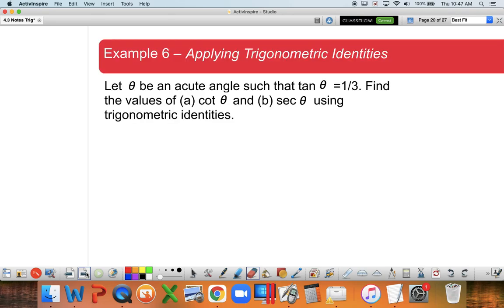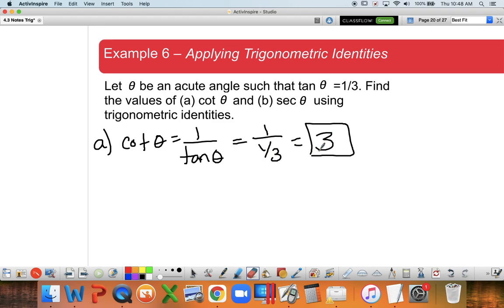Let's look at our next example. We have another acute angle here, such that the tangent of theta is 1/3. Find the values of cotangent and secant. Well, the tangent and cotangent, those are reciprocal identities there. Cotangent is just going to be 1 divided by tangent, or the reciprocal. 1 divided by 1/3, I get out 3. That one wasn't too much work.